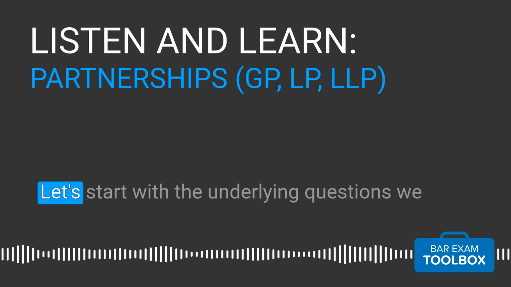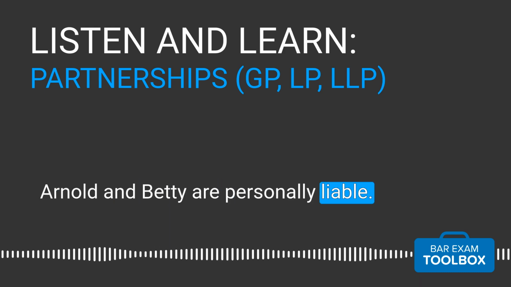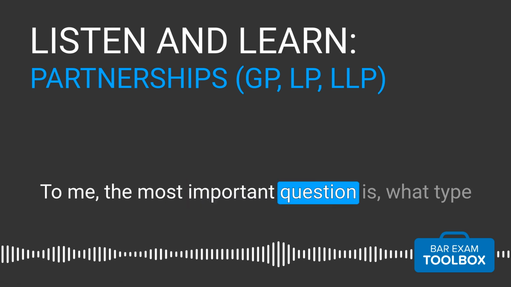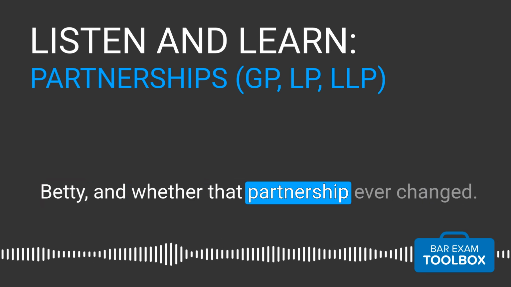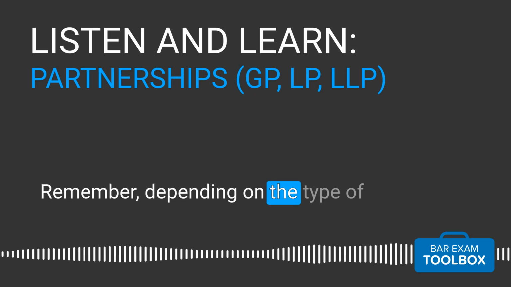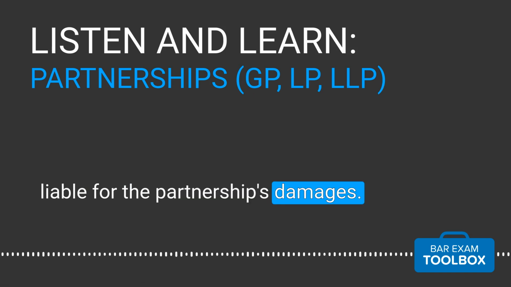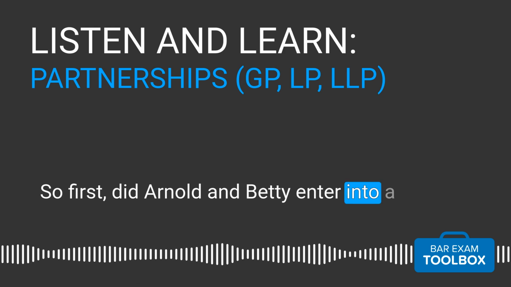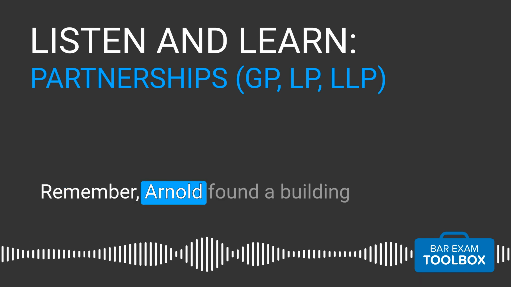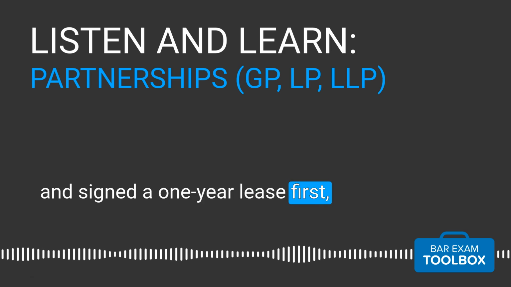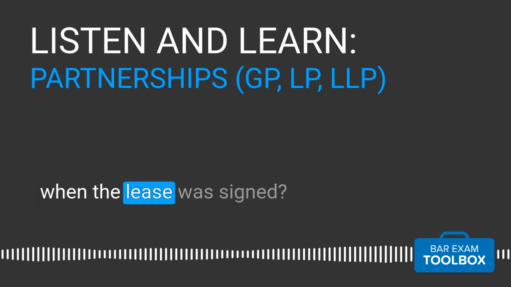What do you think? Let's start with the underlying questions we need to ask and answer to know whether Arnold and Betty are personally liable. To me, the most important question is what type of partnership, if any, was formed by Arnold and Betty, and whether that partnership ever changed. Remember, depending on the type of partnership, the partners may be personally liable for the partnership's damages. So first, did Arnold and Betty enter into a partnership before incorporating the business? If so, what kind? Remember, Arnold found a building and signed a 1-year lease first, before incorporating Durable Paint LP. So did a partnership exist when the lease was signed?